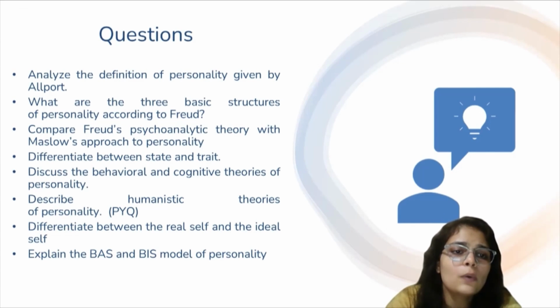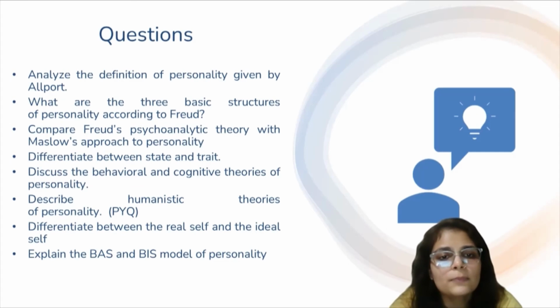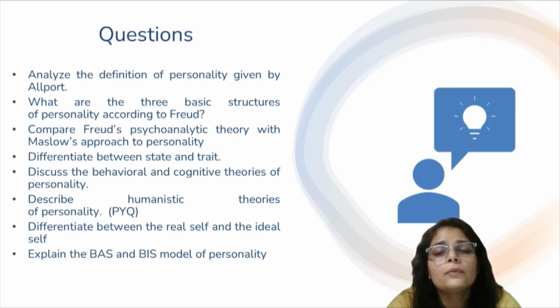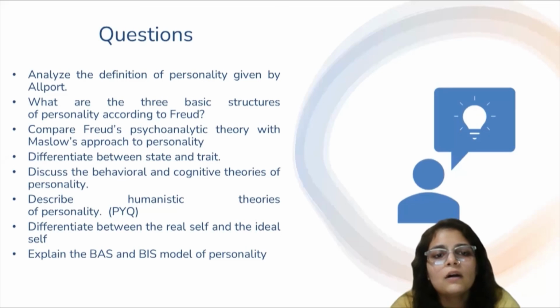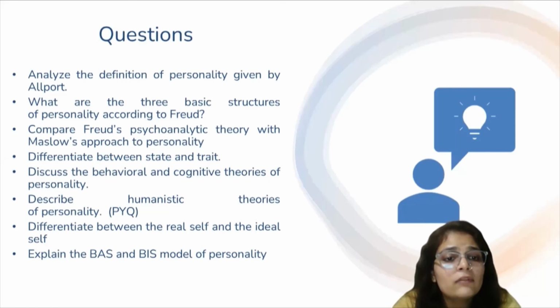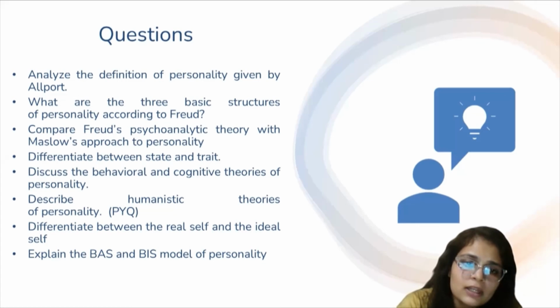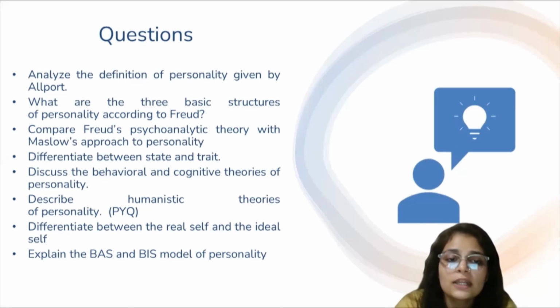Compare Freud's analytic theory with Maslow's approach to personality. Okay, so how does psychoanalytic theory differ from Maslow's approach to personality? Freud emphasizes the unconscious mind and unconscious desires that play a role in determining one's personality. Whereas Maslow stated that human personality or behavior is driven and guided by a set of basic needs, which he stated in his hierarchy of needs. The first need being physiological needs, then safety needs, then belongingness and love needs, esteem needs, and the ultimate need for attaining one's potential, that is the need for self-actualization.